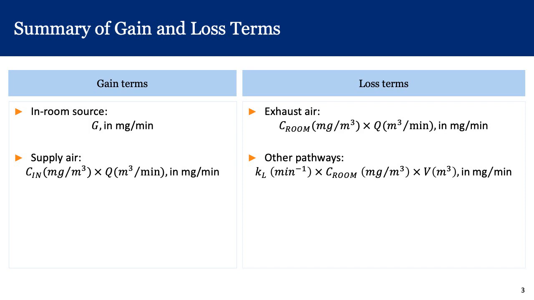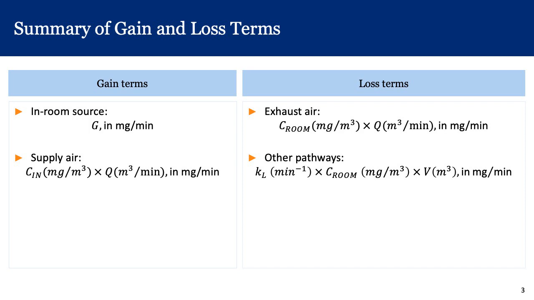Then we come to the loss terms. The main process by which the contaminant is removed from the room air is the exhaust air. Just as in the supply air, now we have a different concentration, which is the room concentration, C room, multiplied by the same flow rate, Q, in cubic meters per minute. The product of these two has units of milligrams per minute, and this is the amount per minute of contaminant that is exhausted, removed from the room air.